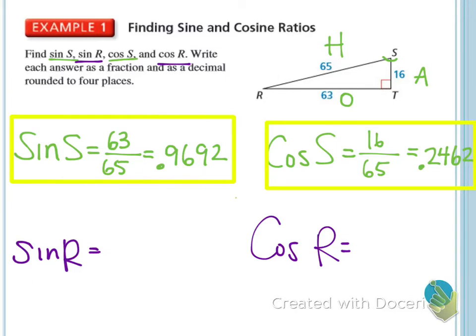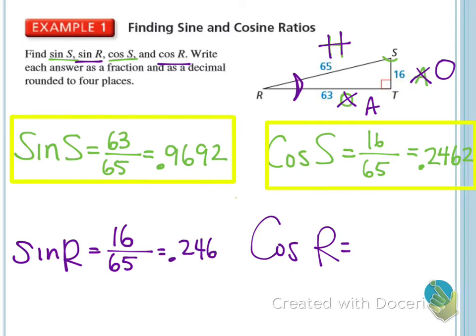Now we're going to do everything for r. So we did all of s, so we didn't have to relabel a triangle. We're going to do r and relabel it. Which of these sides will stay the same? The hypotenuse. Which is now my opposite? 16, and then my adjacent? 63. So sine of r, opposite over hypotenuse, what's my fraction? 16 over 65, which we already know as a decimal is 0.2462.